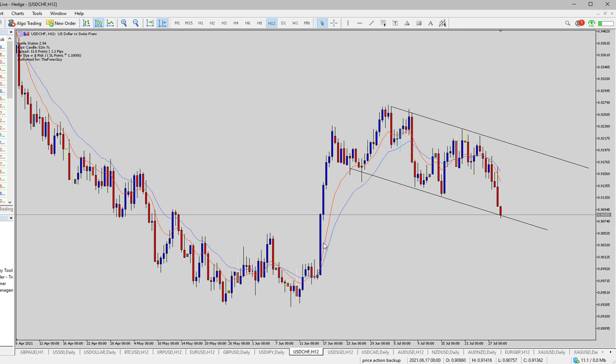I do have the battle station loaded on my template here, and you can see that when you get channels, the moving averages are basically useless, because this.